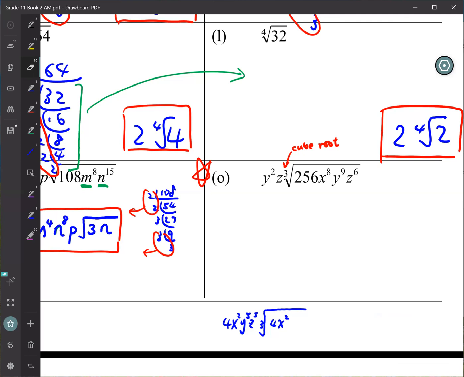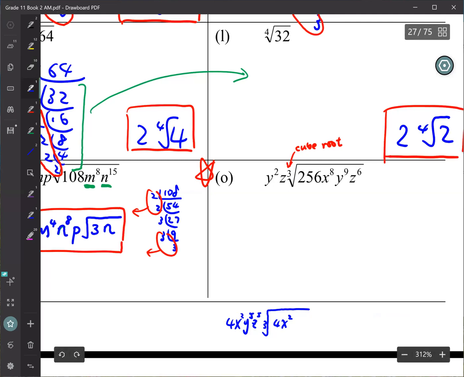All right, so let's check. Aaron, what's your answer look like? It's the same. Brendan? It's the same. Okay, looks good. Okay, so let's break down very quickly 256. So 128, 2 times 64, 2 times 32, 2 times 16, 2 times 8, 2 times 4, 2 times 2. So we need cube, right?